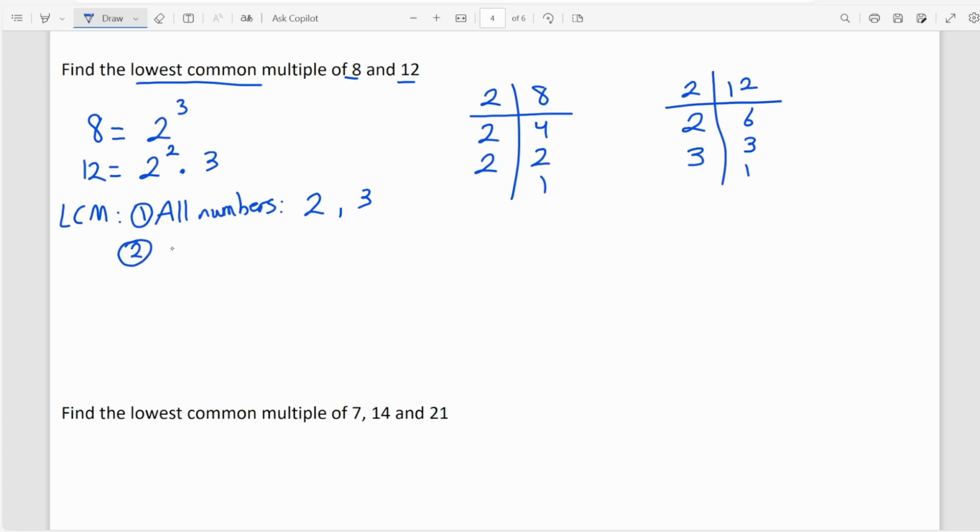And the second thing is to select the highest powers. All right, so it's going to be for the 2, the highest power is 3, and for the 3, it's just 3. That's the highest power, okay? So as you can see, it's different only in the way we choose the numbers, right? So for LCM, we select all the numbers, while for HCF, only the common ones. For LCM, we select the highest powers, but for HCF, we select the lowest powers. In any case, the LCM is 2 to the power of 3 times 3, which gives us 24. This is the answer.